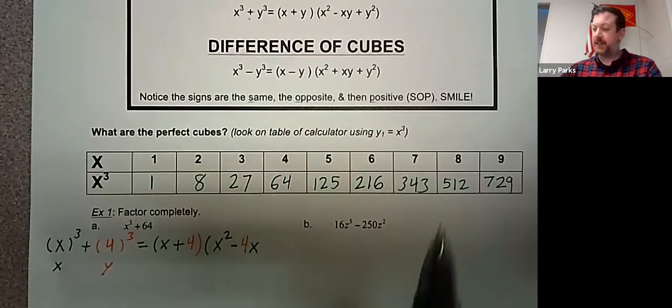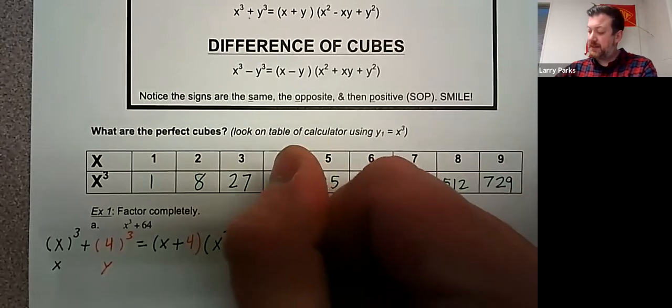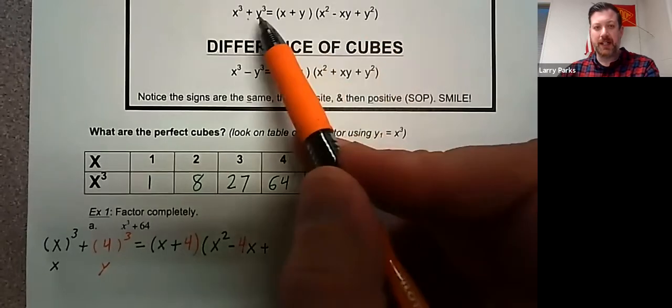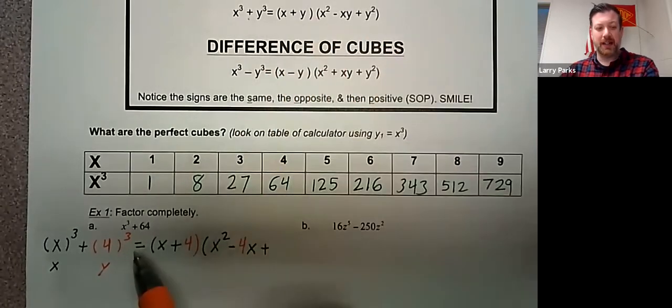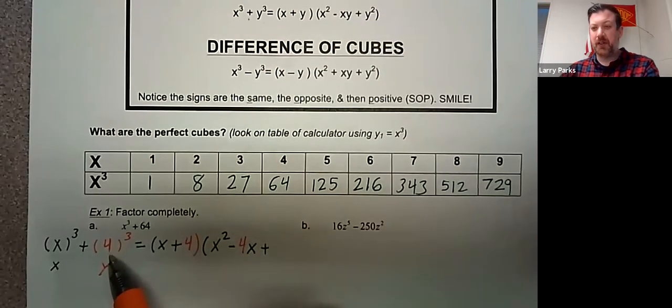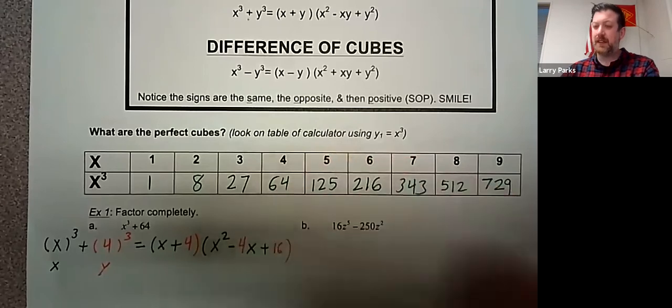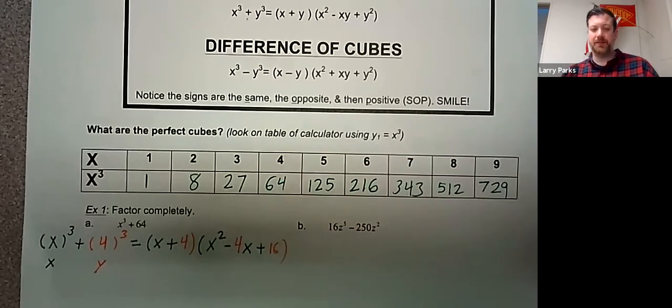Then finally, it says do plus. And it says to take your y value, which is y to the third, ours is 4. So you're going to take 4 because that's y, and you're going to square it, that'd be plus 16. So we just factored x cubed plus 64 into x plus 4 times x squared minus 4x plus 16.